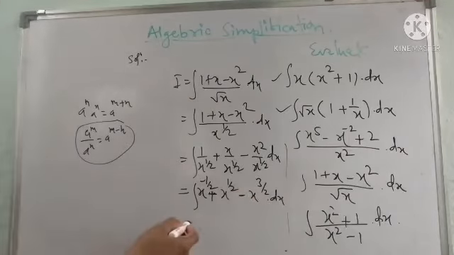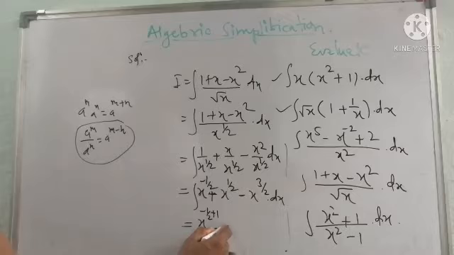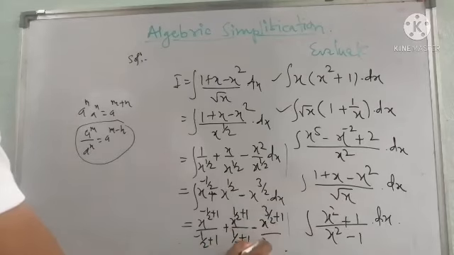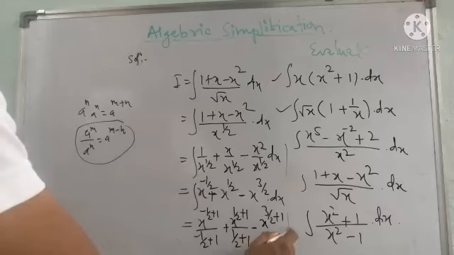Taking separation, as all terms are in power, we can take directly the integration of each term. The integration of the first term is x raised to minus half plus 1 divided by minus half plus 1, plus second term x raised to half plus 1 divided by half plus 1, and last term x raised to 3 by 2 plus 1 divided by 3 by 2 plus 1, plus c.